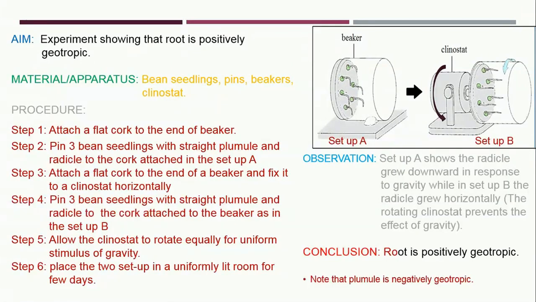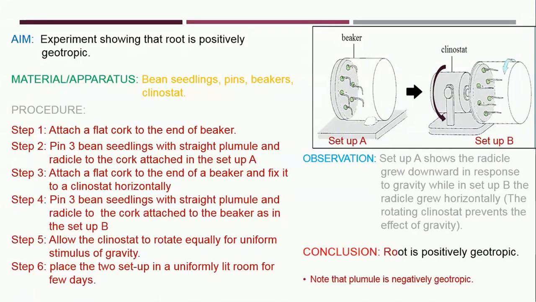Setup A will show that the radicle grew downward in response to gravity, and so we call it what? Good, geotropism. While in setup B, the radicle will grow horizontally. Why? Because there is no gravity to bring about a response. The rotating clinostat prevents the effect of gravity.